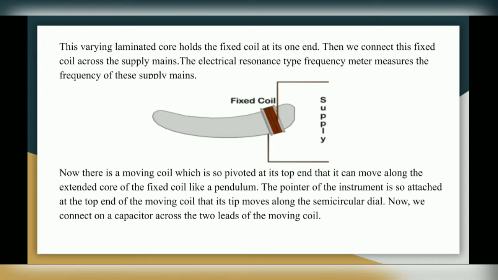Now there is a moving coil which is so pivoted at its top end that it can move along the extended core of the fixed coil like a pendulum. The pointer of the instrument is so attached at the top end of the moving coil that its tip moves along the semicircular dial. Now we connect a capacitor across the two leads of the moving coil. So in this diagram you can see on the core the fixed coil is mounted and this fixed coil is connected with the supply whose frequency is to be measured.